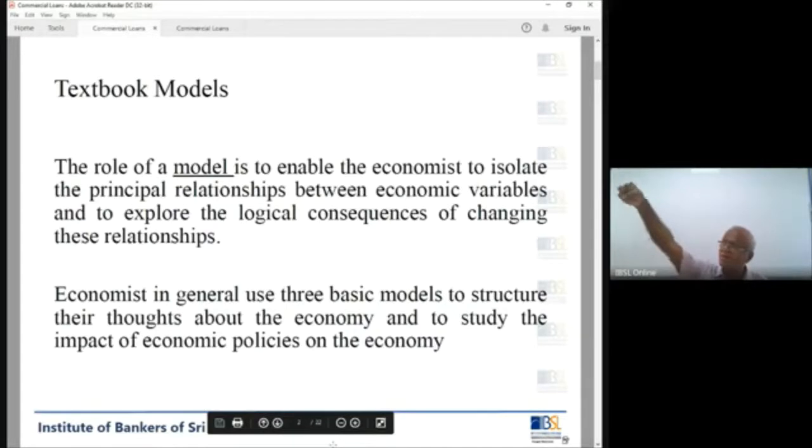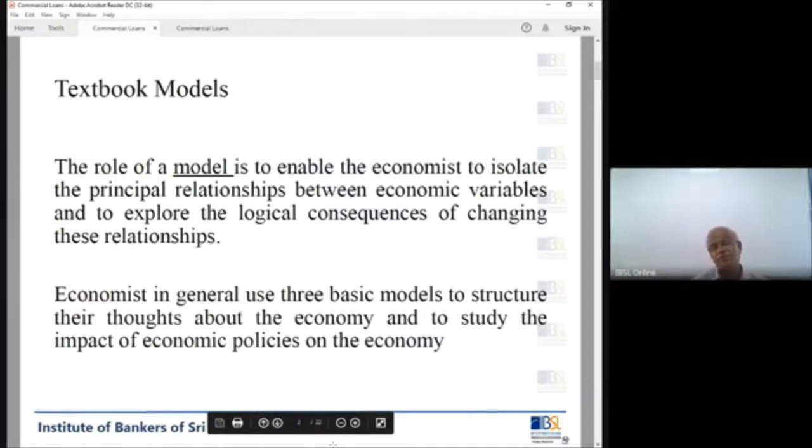So using a model, we try to explain. The demand supply model, the aggregate demand, aggregate supply model. It's a very good approximation. It's a textbook model. After this session we are going to discuss the IS-LM model, another economic model. They all try to explain and describe the working of the real economy. They are called textbook models. The national income model: Y equals C plus I plus G plus X minus M. These are the models.